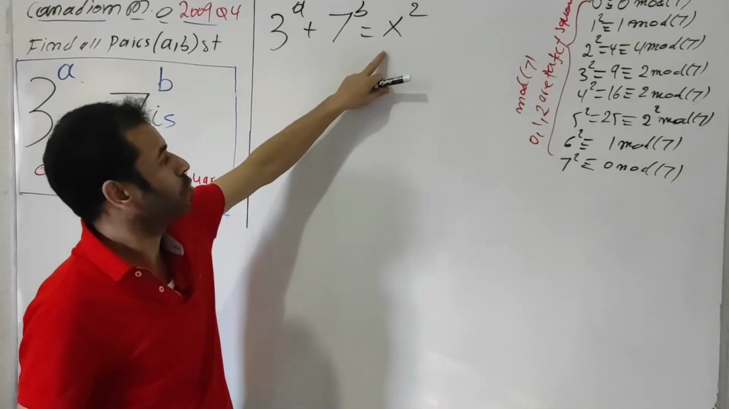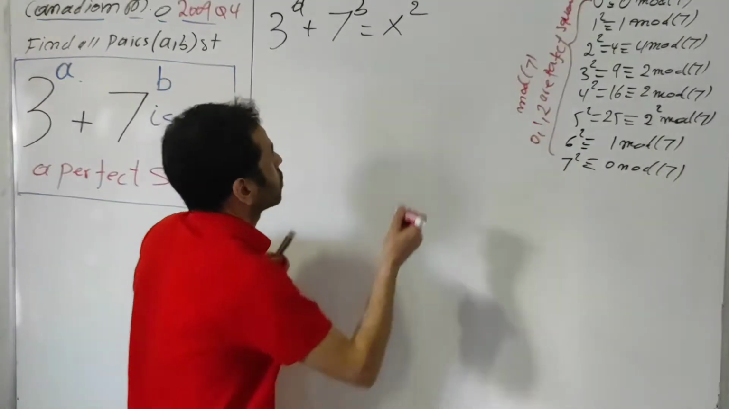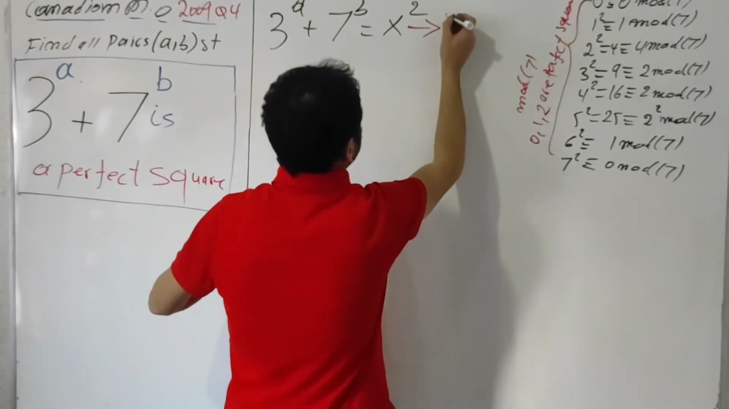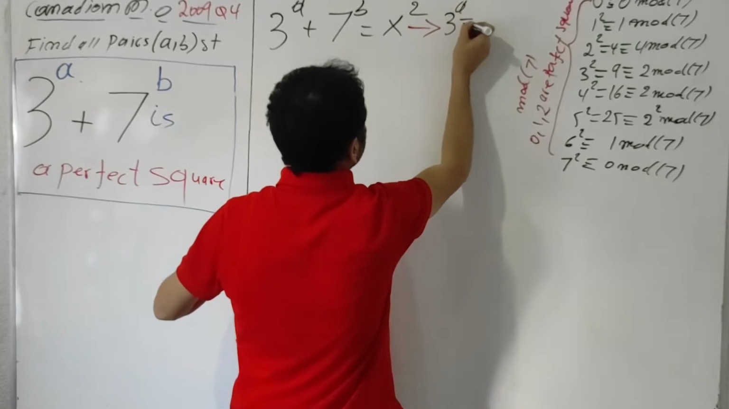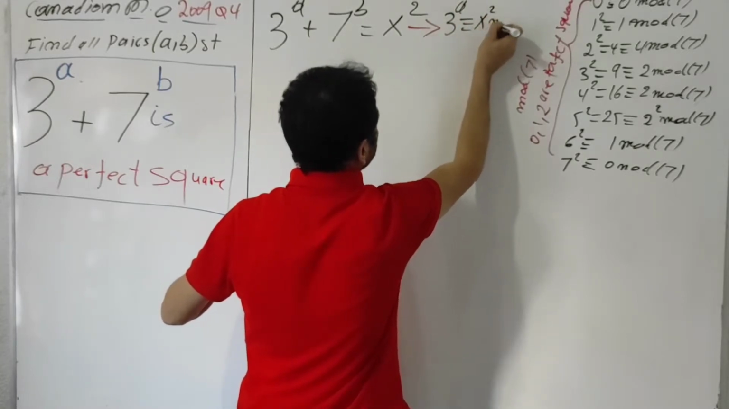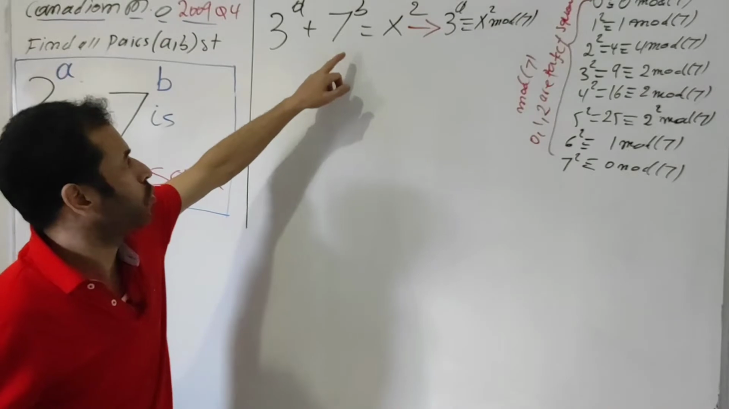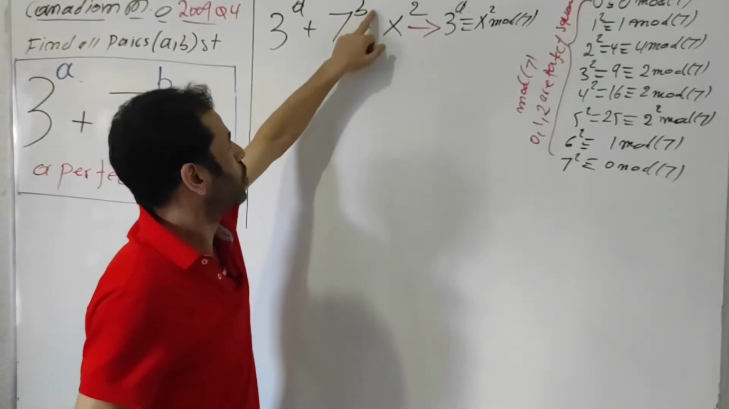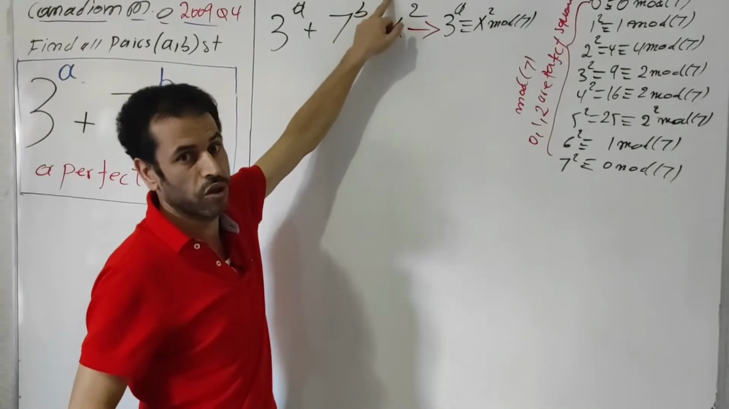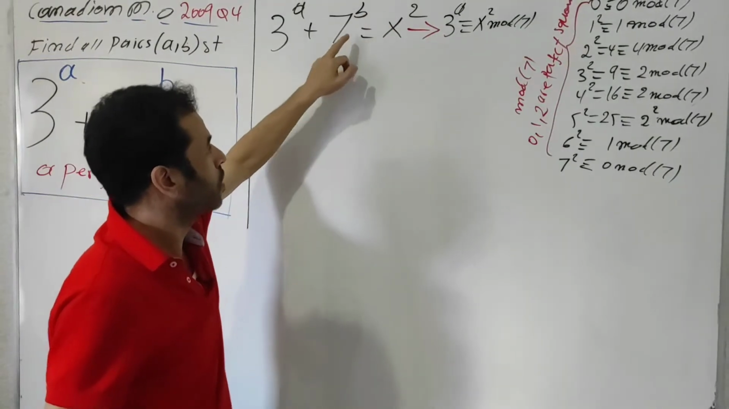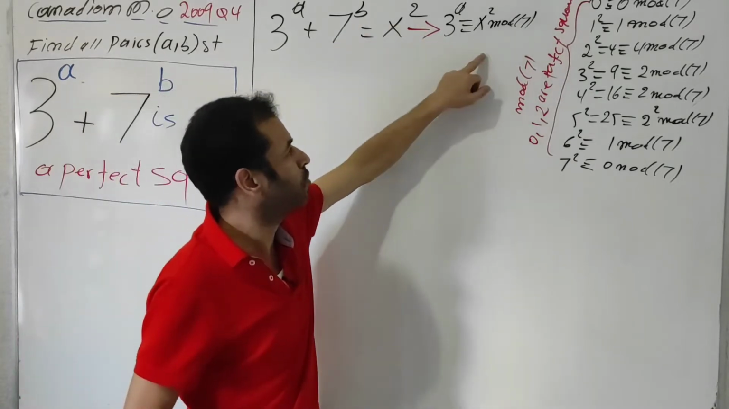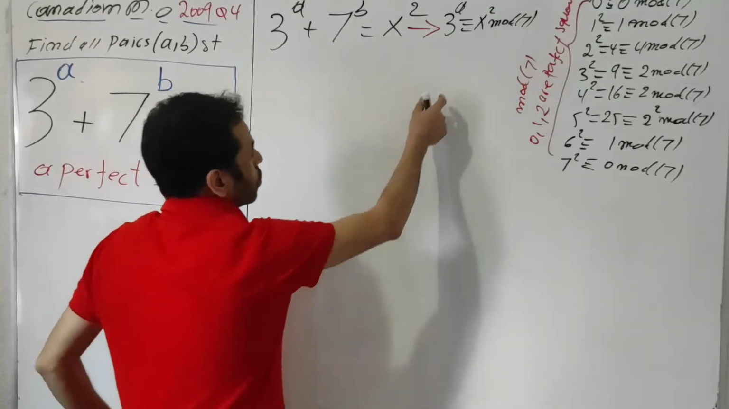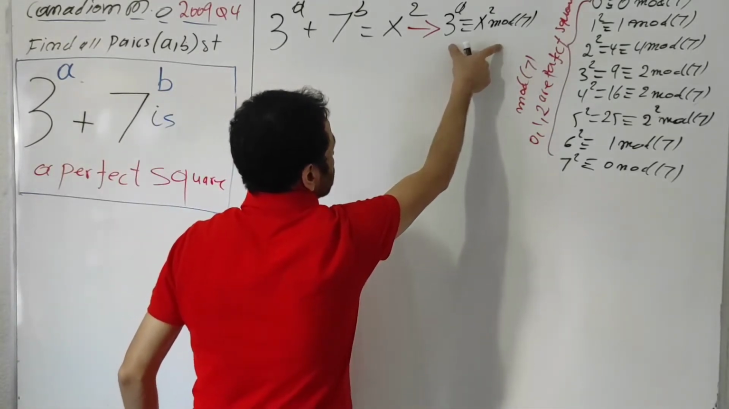Then I'm going to reduce this to mod 7. So I will have 3 to the A is congruent to x squared mod 7. You might ask, where did the 7 to the B go? Since B is a positive integer, we have 7 squared, 7 cubed, 7 to the 4th, and so on. That means this term is a multiple of 7, so it is cancelled out and becomes 0. So I end up with this expression.